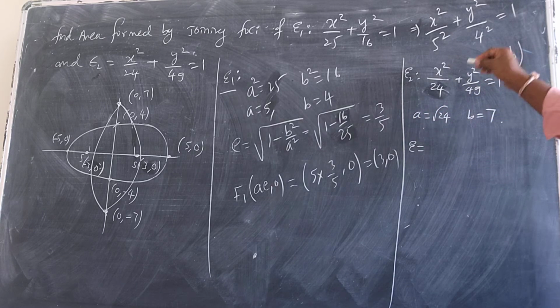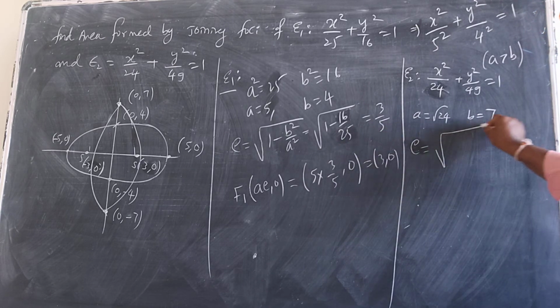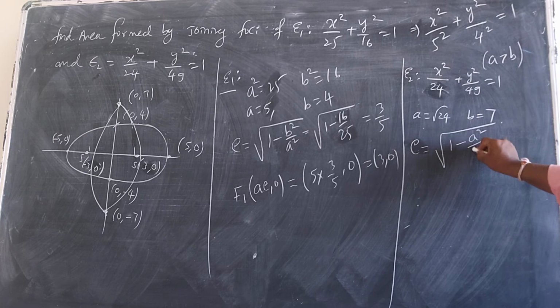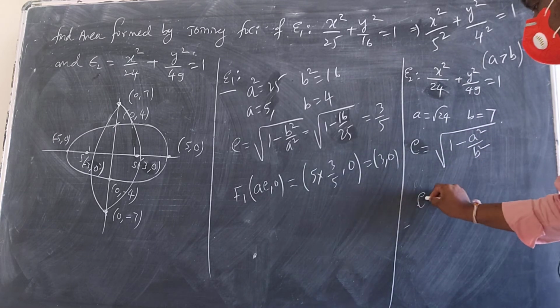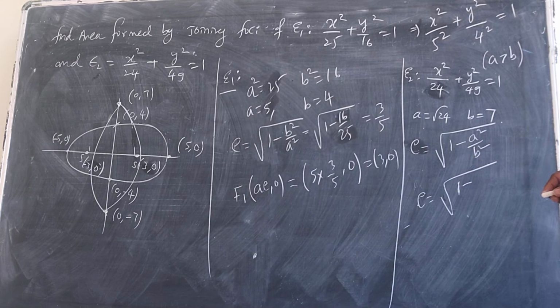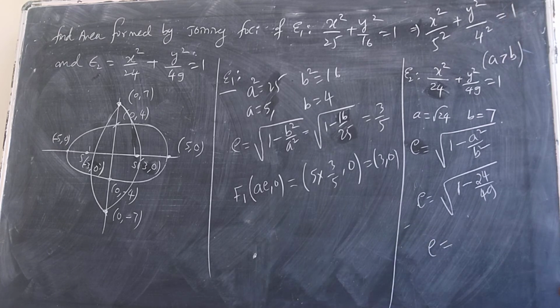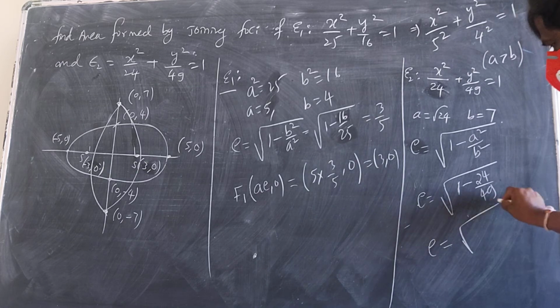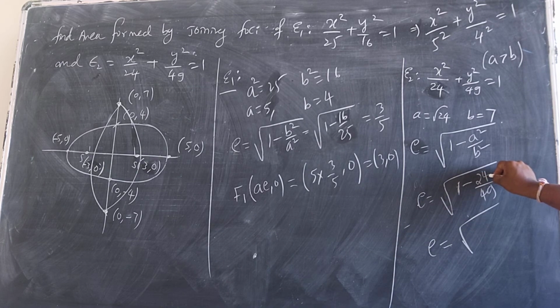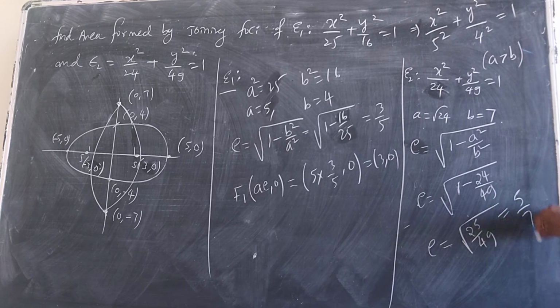0 comma plus or minus B. For vertical, eccentricity is equal to what? Eccentricity is equal to under root of 1 minus A square by B square. So what I get? E is equal to under root of 1 minus A square, which is 24, by 49. Eccentricity will be under root of 49 minus 24, that is 25, by 49. So how much I get here? 5 by 7 I got.